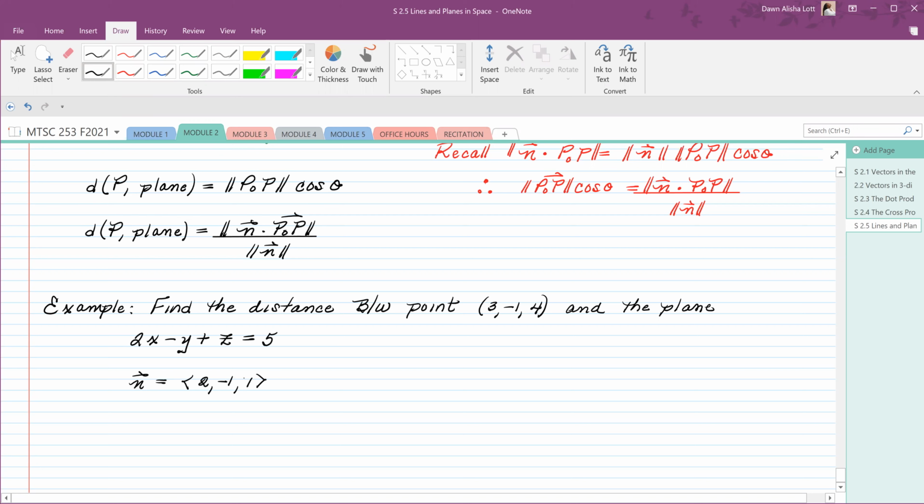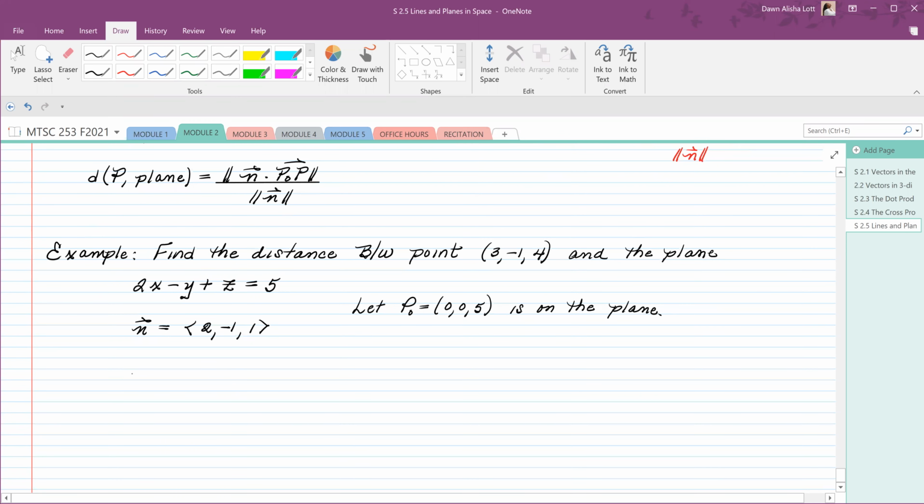Now, if I look at this, I can choose any point I want. So I'm going to choose an easy point. So let's let P naught be the point (0, 0, 5). This is on the plane. So then I need to find P naught P.